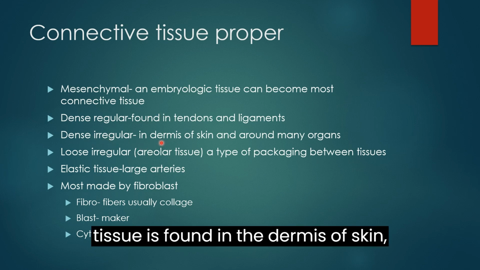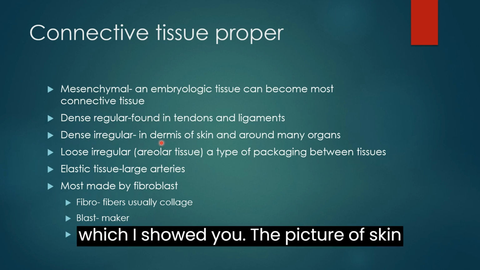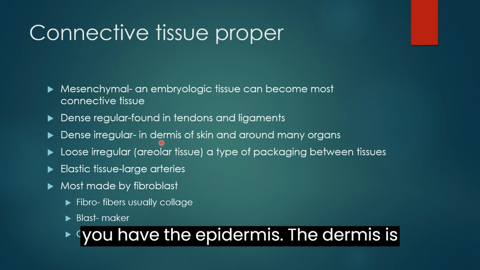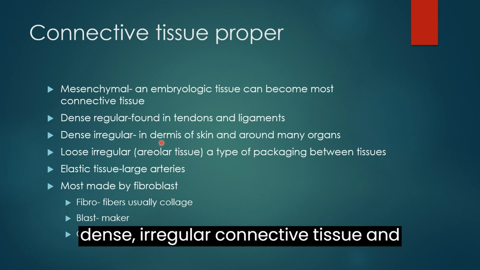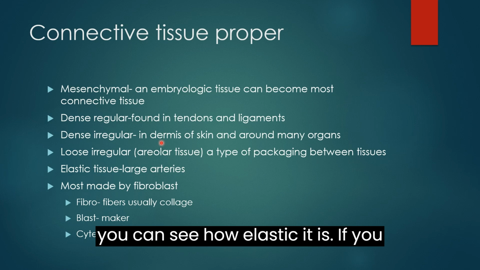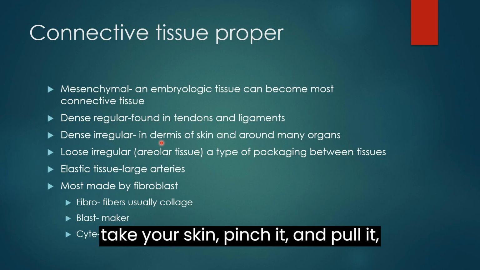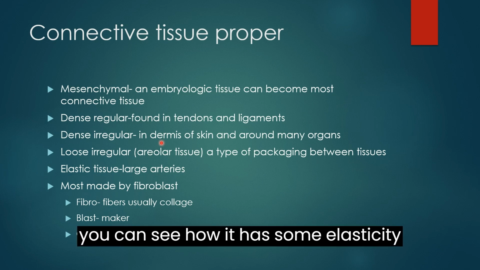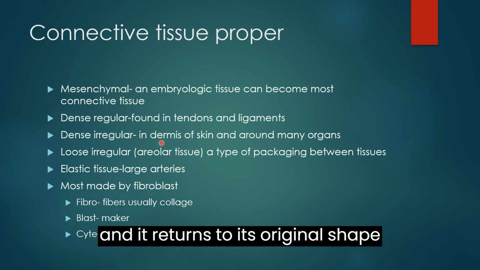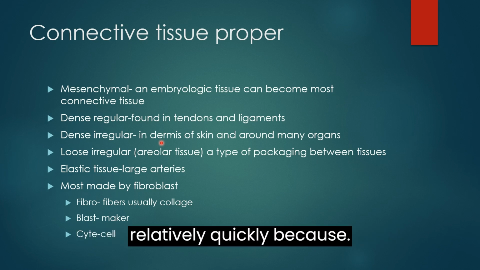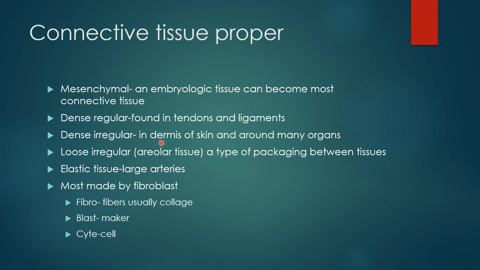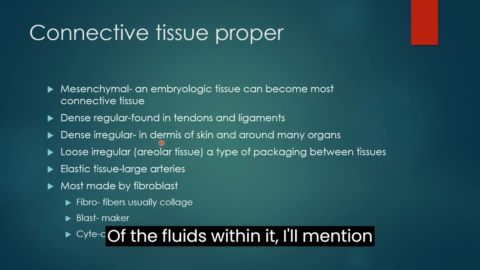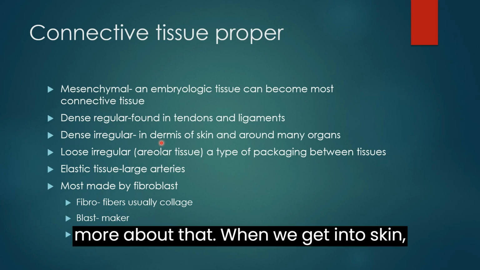Dense irregular connective tissue is found in the dermis of skin, which I showed you the picture of skin. You have the epidermis. The dermis is dense irregular connective tissue. And you can see how elastic it is. If you take your skin, pinch it, and pull it, you can see how it has some elasticity, and it returns to its original shape relatively quickly because of the fluids within it. I'll mention more about that when we get into skin.